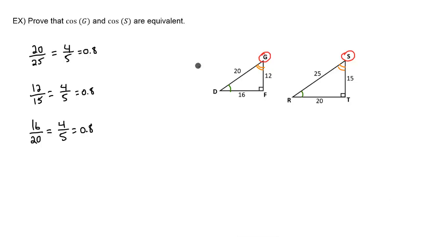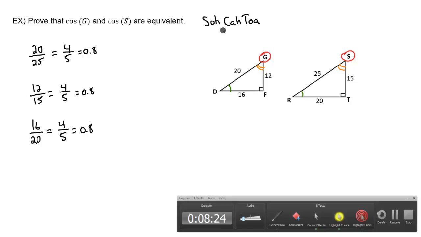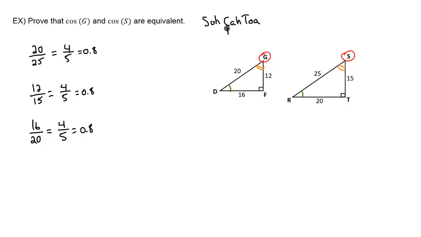But let's say we didn't know anything about similar triangles and we just want to figure out what cosine of G is. Well, cosine, if you use SOHCAHTOA, means that we go with the adjacent side divided by the hypotenuse. So the adjacent side to G is 12 and the hypotenuse is 20. And then for S, the adjacent side is 15 and the hypotenuse is 25. So we know that these two fractions are going to be the same because if we reduce them, 12 over 20 ends up being 4/5, and if we reduce 15 over 25, that ends up being 4/5 as well.